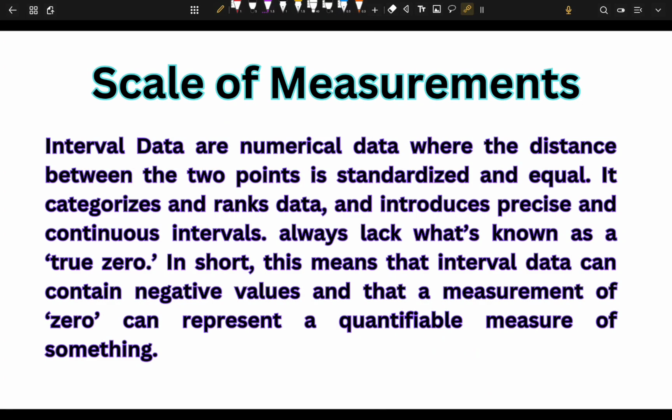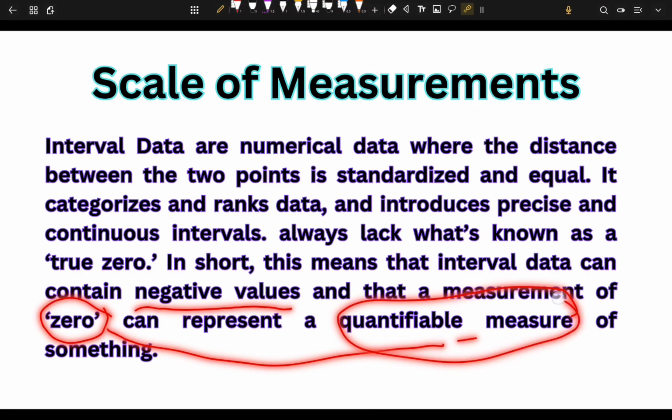Kaya nga interval, from a point to a certain point. Okay? Kung saan it categorizes and ranks data. So, may characteristics yung interval data ng nominal and ordinal data. Ibig sabihin, maaari natin siyang i-classify, bilangin, and pwede rin natin siyang i-rank. Ang naidagdag lang sa characteristics ng interval data is yung tinatawag nating lack of true zero, kung saan meron tayong negative values. And yung zero po natin, automatically, meron tayong quantifiable measurement.